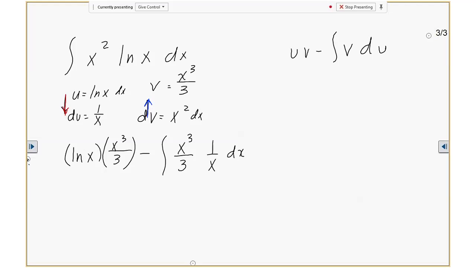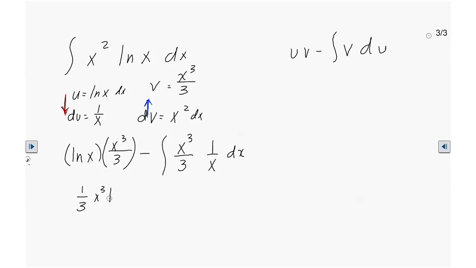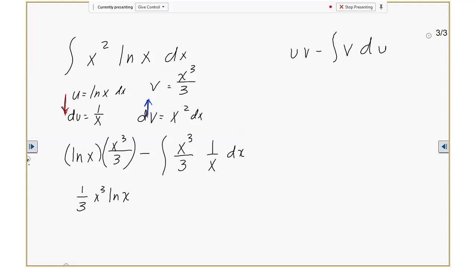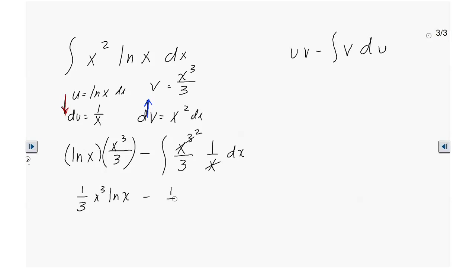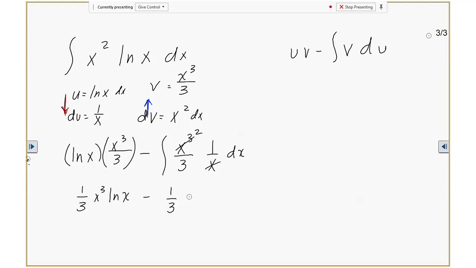Okay, so this does nothing. You could do 1/3 x cubed natural log of x, or you could keep it over 3, it doesn't matter, minus, well, what happens here? You get x squared over what? Or 1/3 antiderivative of x squared dx.